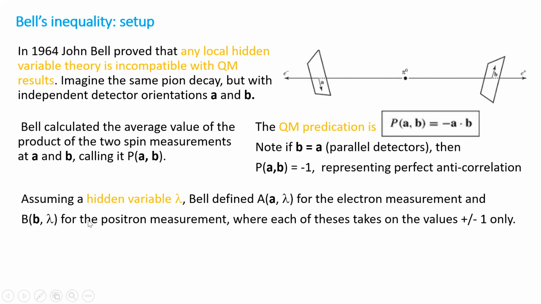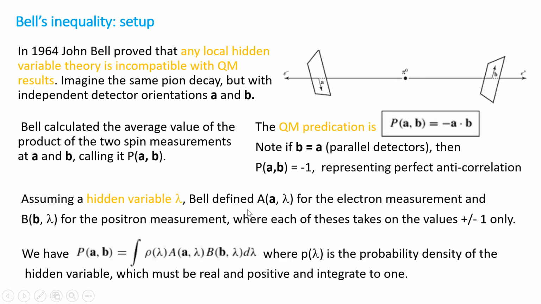Okay, so we've got these A and capital B giving us the values, according to the hidden variable lambda, for the actual measurement of the spin state at both positions. So how would we write, in terms of these new A and B, our average value of the product of the two spin measurements? Well, P of A and B would be the integral over the distribution P of lambda of the hidden variable, of the product of the A and B for that particular value of lambda, times d lambda, where again P of lambda is the probability density of the hidden variable.